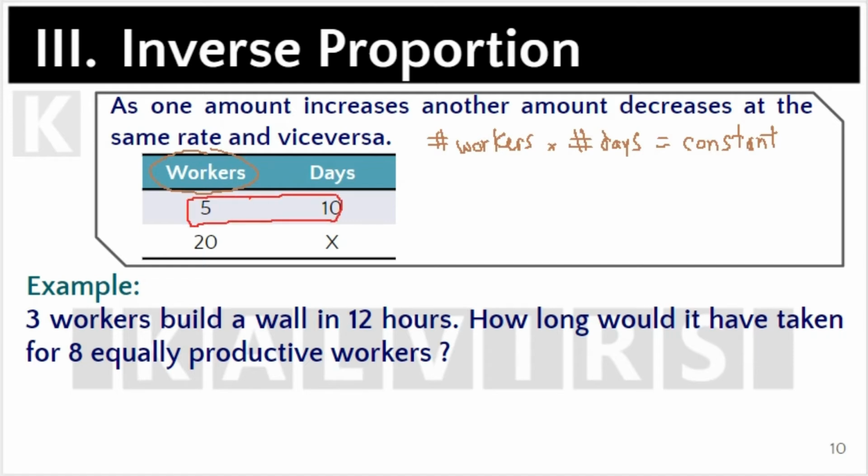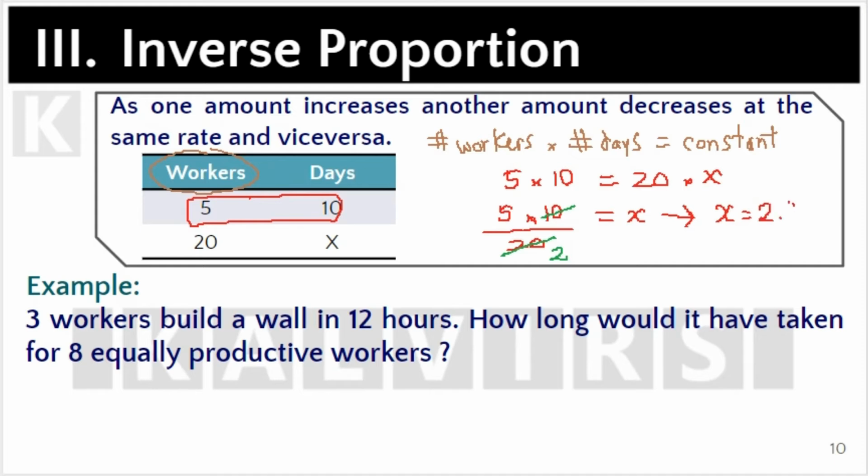It means that 5 times 10 must be the same as 20 times x. Finally, we solve for x. 5 times 10 over 20 equals x. We can cancel this one and this one. Here we get 2. X equals 2.5 days.